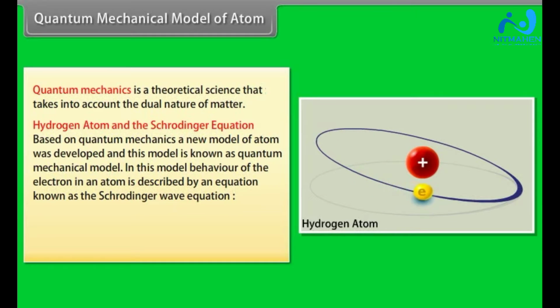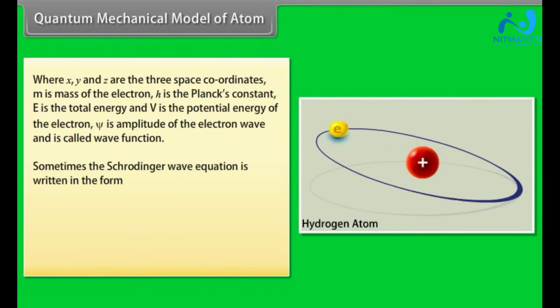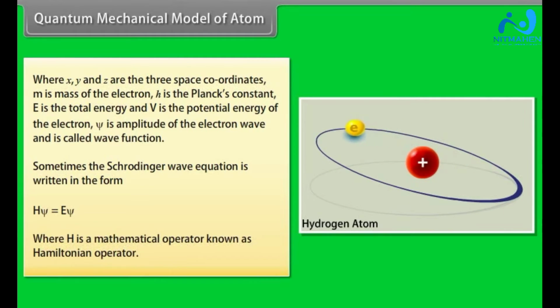In this model, the behavior of the electron in an atom is described by an equation known as the Schrödinger wave equation, where x, y, and z are the three space coordinates. m is the mass of the electron, h is Planck's constant, E is the total energy, and V is the potential energy of the electron. Ψ is the amplitude of the electron wave and is called the wave function. Sometimes the Schrödinger wave equation is written in the form HΨ = EΨ, where H is a mathematical operator known as the Hamiltonian operator.